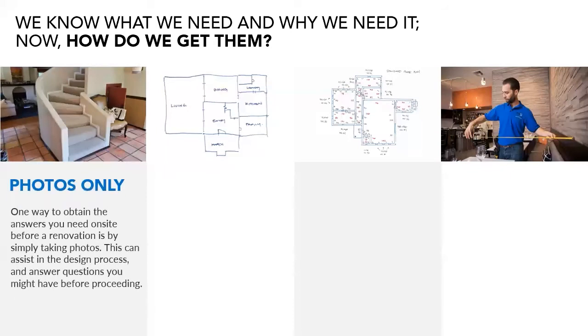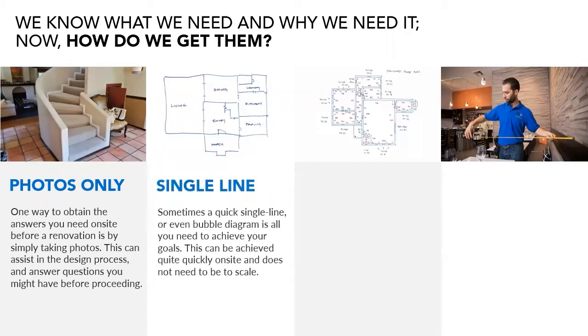So photos. That's the quickest, easiest way. One way to obtain the answers that you need on site before renovation is by simply taking those photos. This can assist in the design process and answer questions you might have before proceeding. Next would be a single line drawing diagram. Sometimes a quick single line or even a bubble diagram is all you might need to achieve your goals. This can be achieved quite quickly on site and does not need to be to scale.